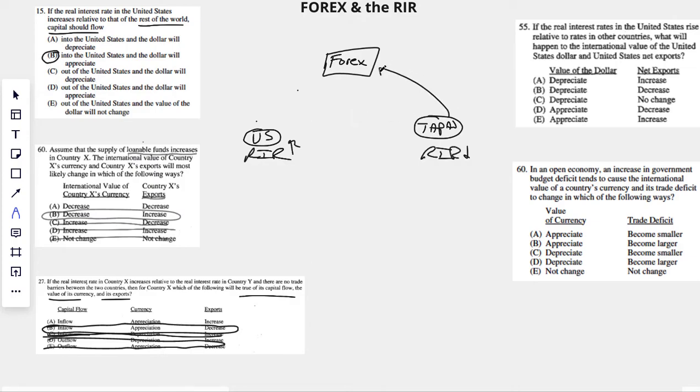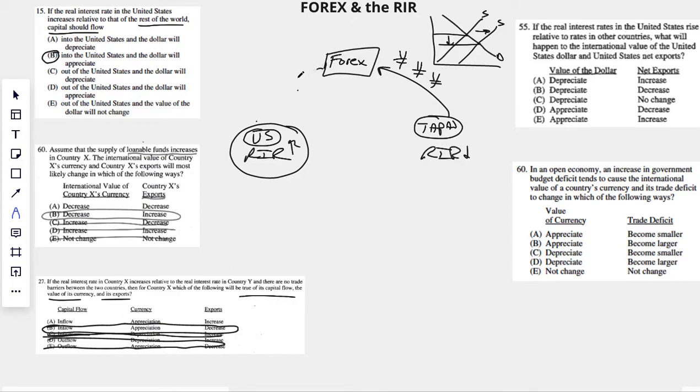We know Japanese are going to take their yen. They've got a low real interest rate. They want to put their currency into U.S. banks. So they're going to take their yen, dump it into the Forex. That means the supply of yen in the Forex is going to increase, driving down the value.